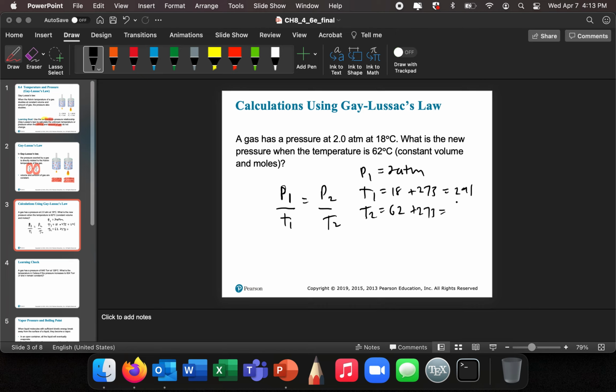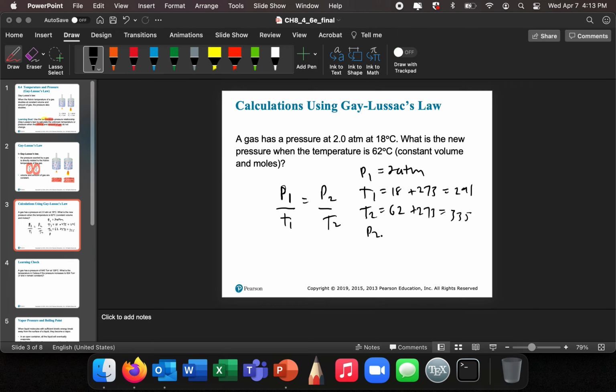I can't do it in my head. I ought to be able to, I guess. 62 plus 273 is equal to 335. That's right, 335.